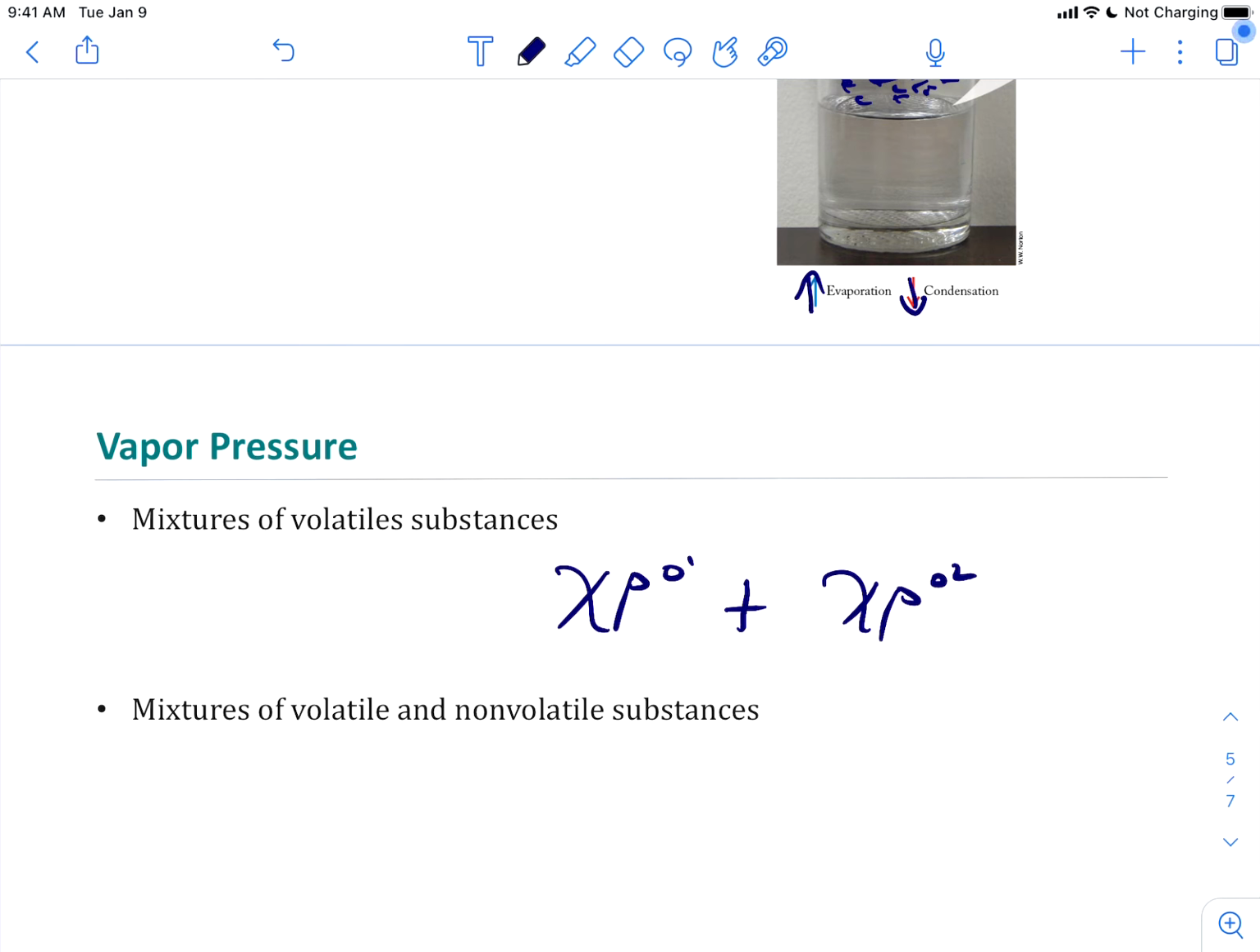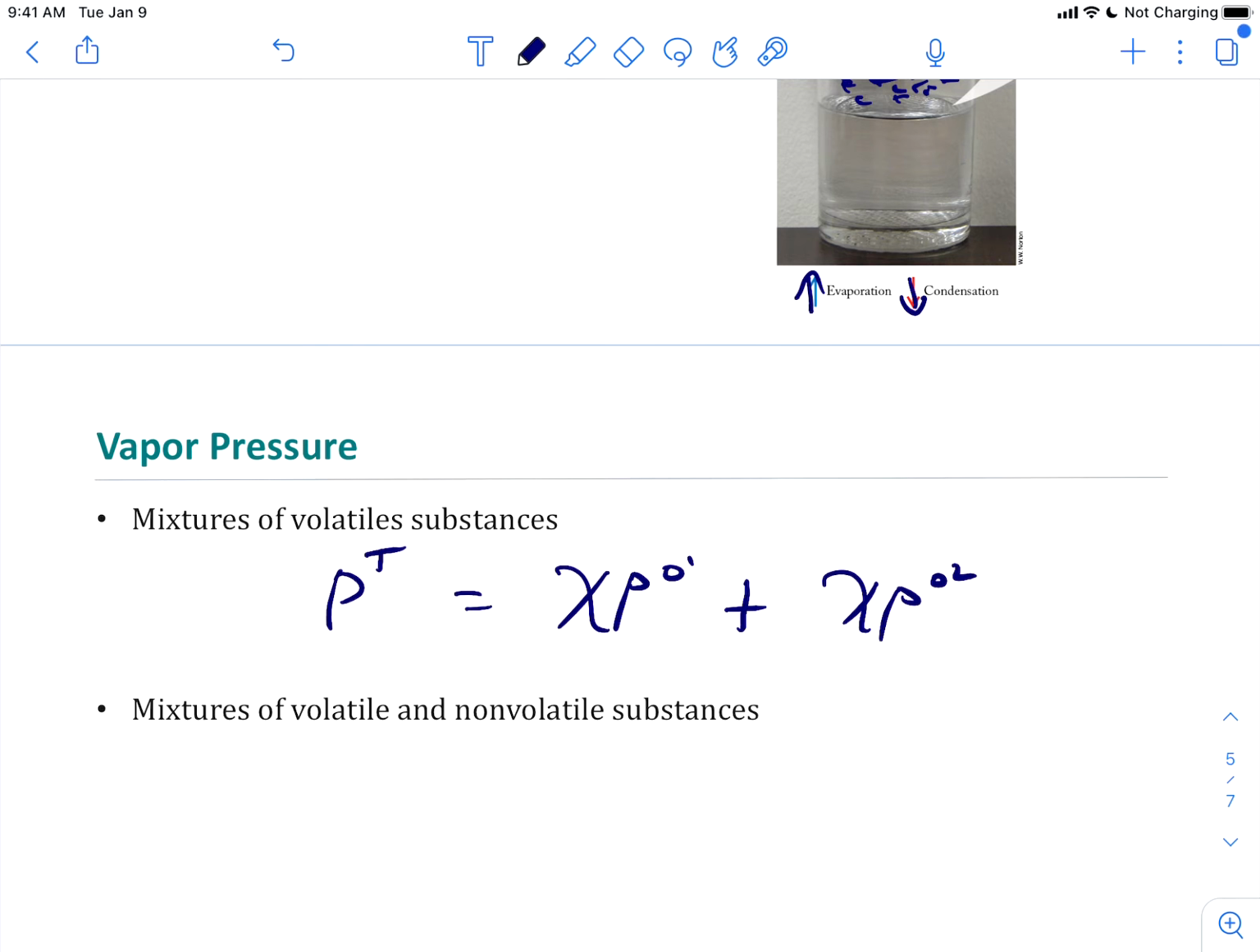You add these two together with the 2 mole fractions, you get the total vapor pressure, and that's not the same notation used in your book, I don't think. The total vapor pressure of that mixture of solutions. That mixture, which is two substances mixed together to form a solution. We're talking about 2 volatile substances here, okay?